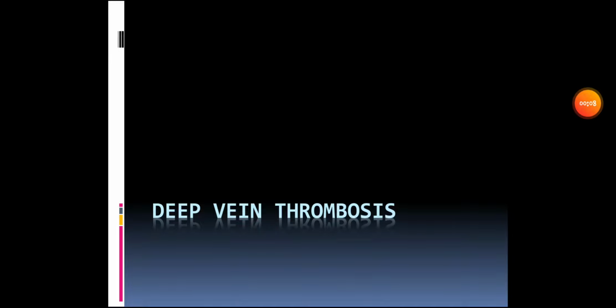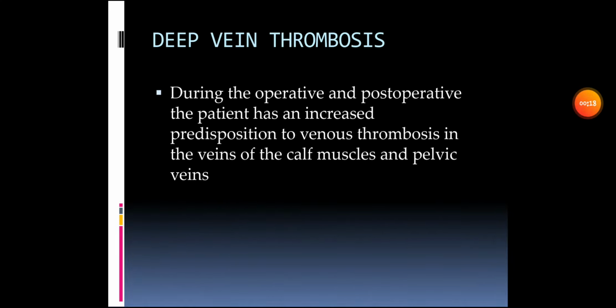Today we will be talking about deep vein thrombosis. Before we understand the topic, we need to know what thrombosis means. Thrombosis basically refers to a blood clot forming in the vessels. During the operative and post-operative period, the patient has an increased predisposition to venous thrombosis in the veins of the calf muscles and pelvic veins.